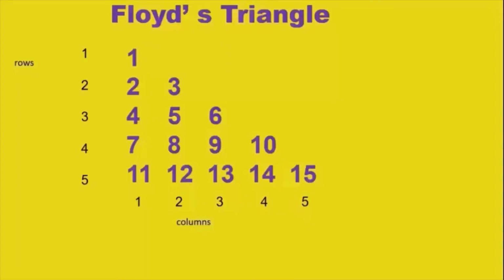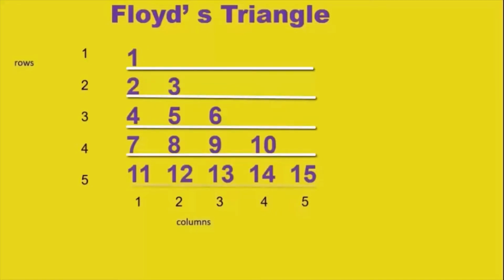We need two for loops. First for loop for rows and second for loop for columns. Printing of rows starts from row 1, then 2, 3, 4 up to 5. That is 5 rows will be printed.